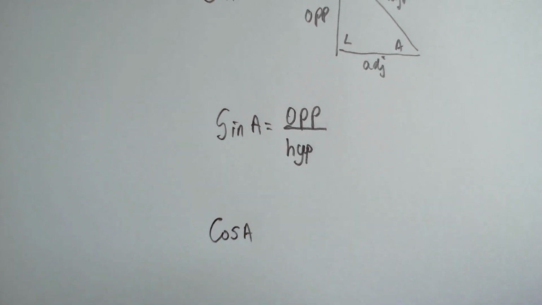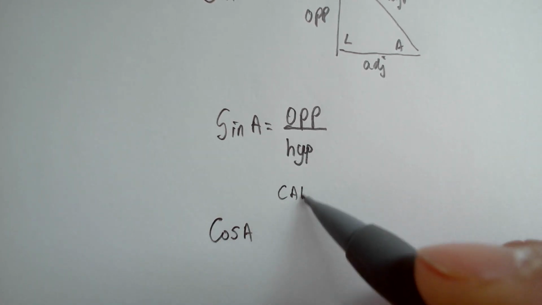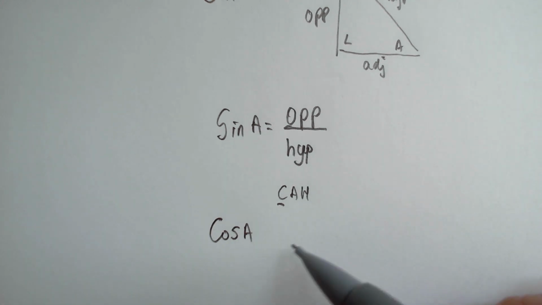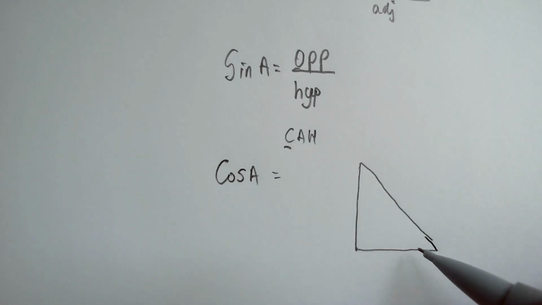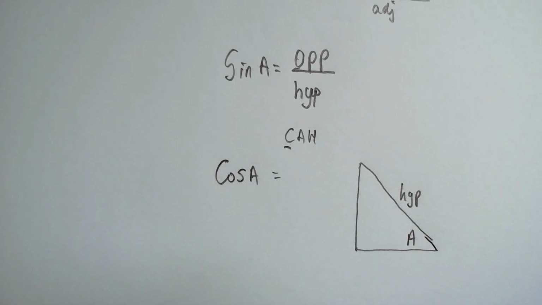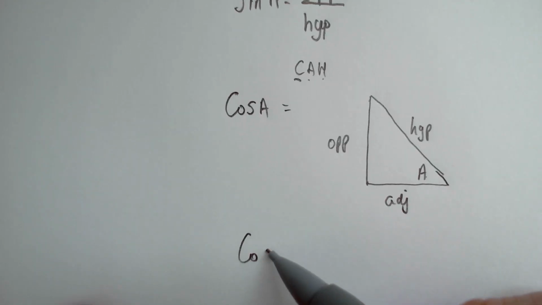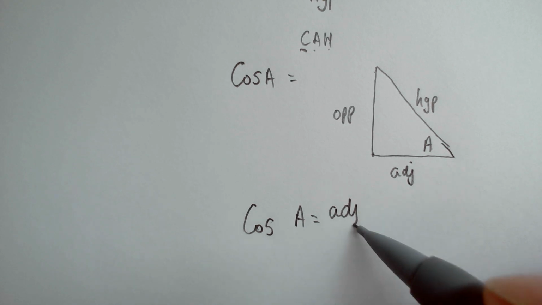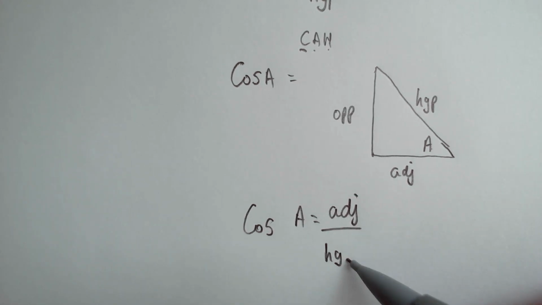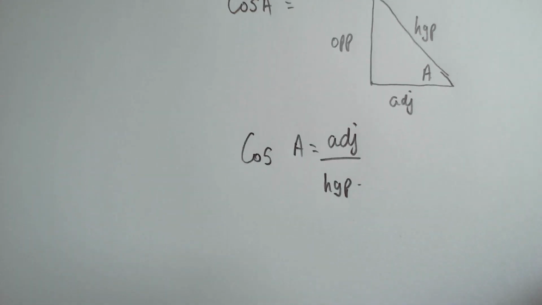What about the cos of A, or the cosine of A? Well, this is the CAH part. C stands for cos. We'll draw up our triangle real quickly again. We have our angle A, the hypotenuse across from the right angle, the opposite side, and the adjacent side. So the cosine is equal to A for adjacent side and H for the hypotenuse. So the cos of A is adjacent over hypotenuse.